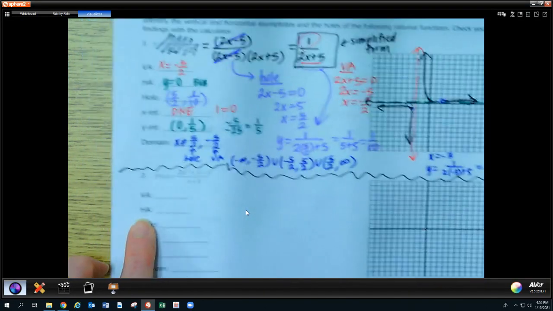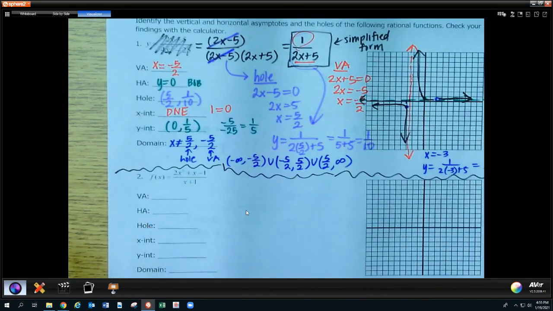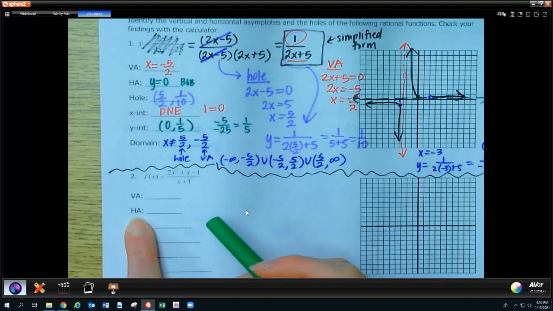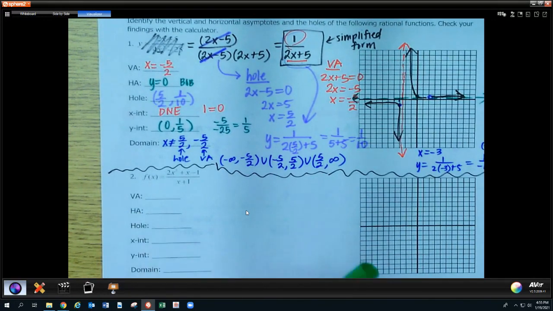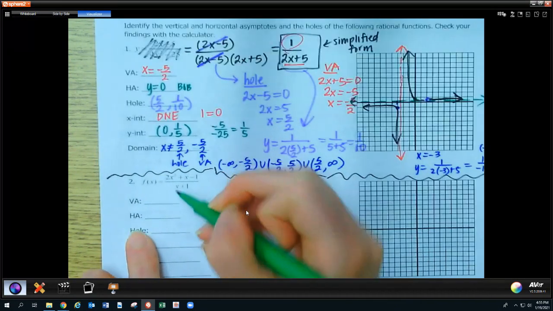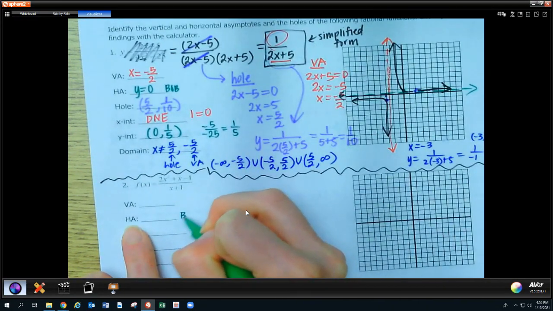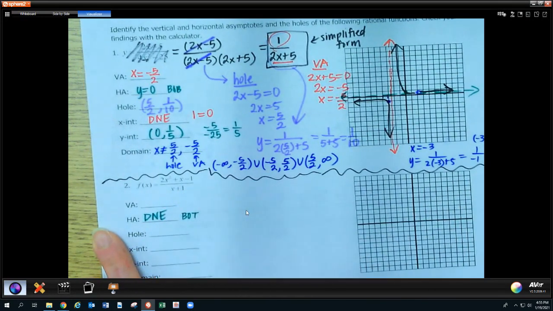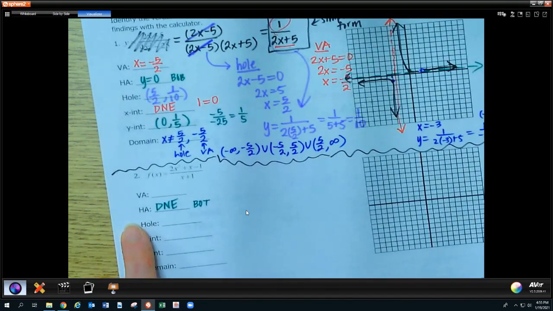Example 2. Okay, before you factor, before you simplify, before you do anything, we're going to find the y things first. So starting with the ha-ha, funny acronym, we have a quadratic, degree 2 over degree 1, so we're bigger on top. That means it does not exist. No horizontal asymptotes to graph.